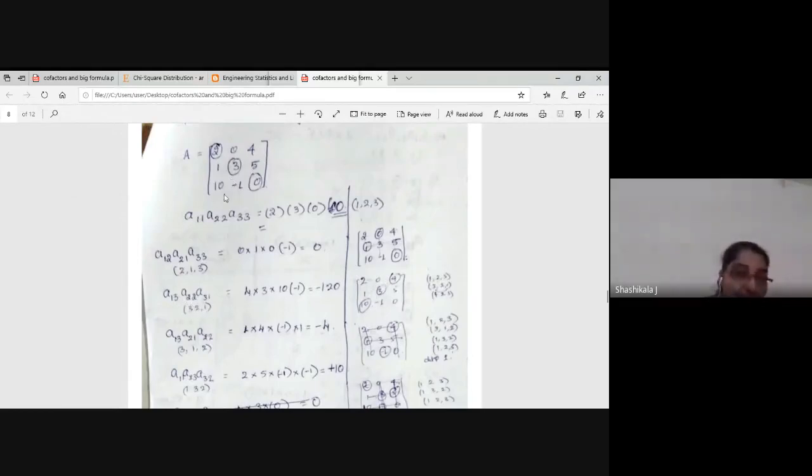This is 4 into 3 into 10 into determinant P. You have to check whether determinant P is -1 or +1. Now it is 3, 2, 1, but you should get it as 1, 2, 3. Now what are you going to get, an odd number of changes or an even number of changes?